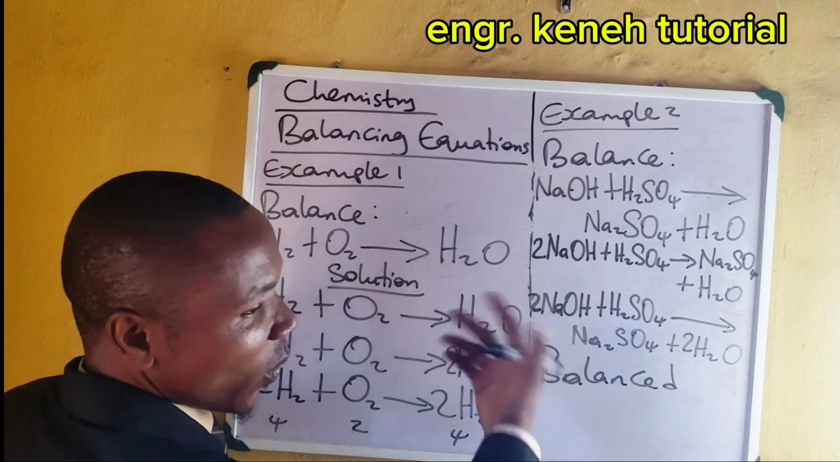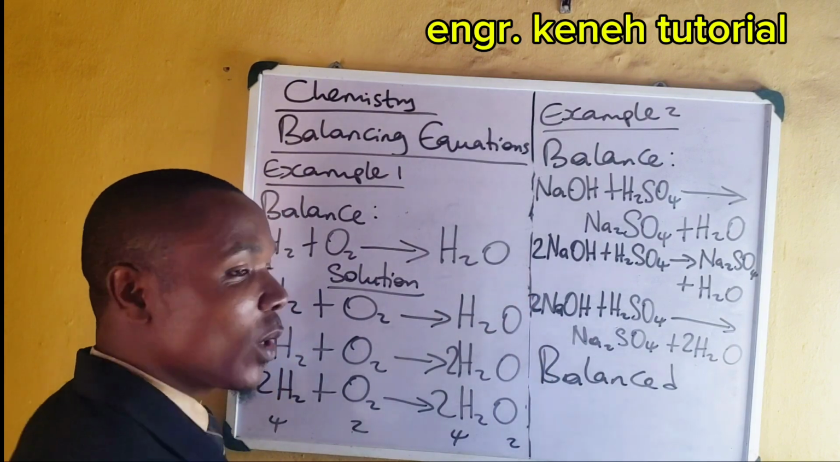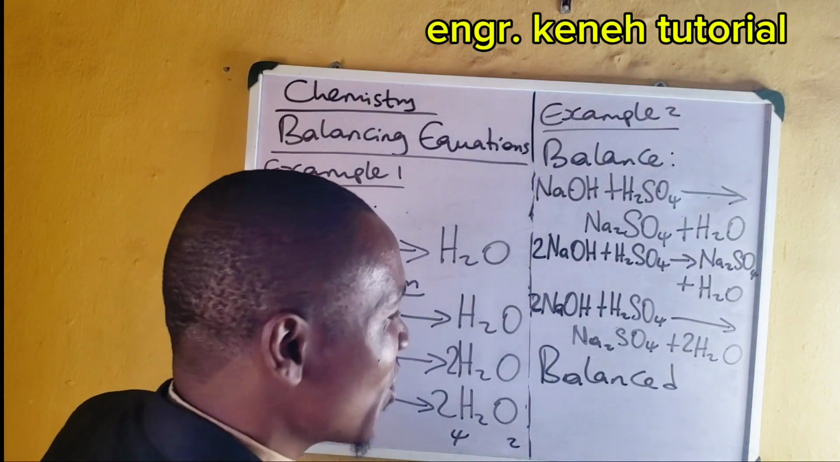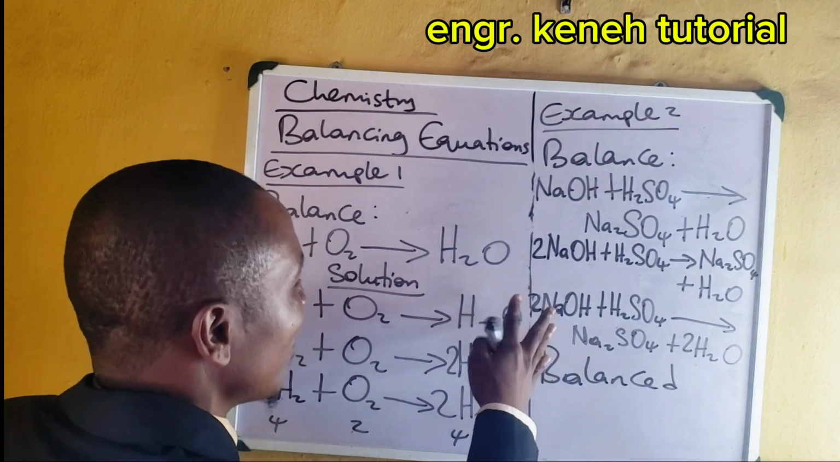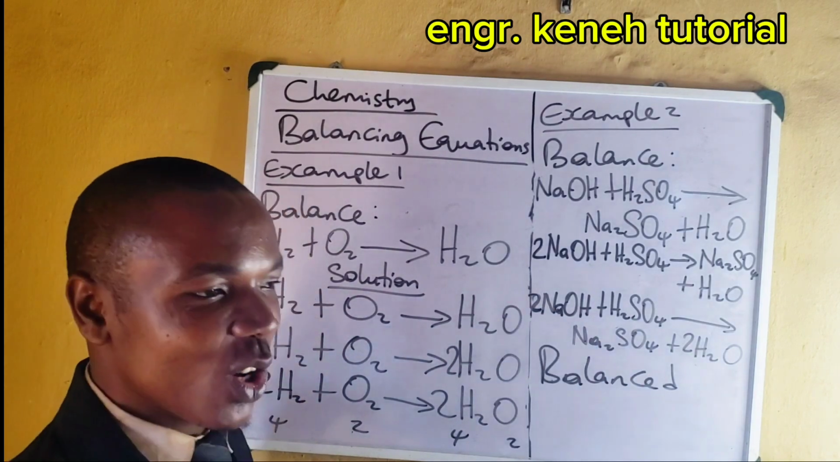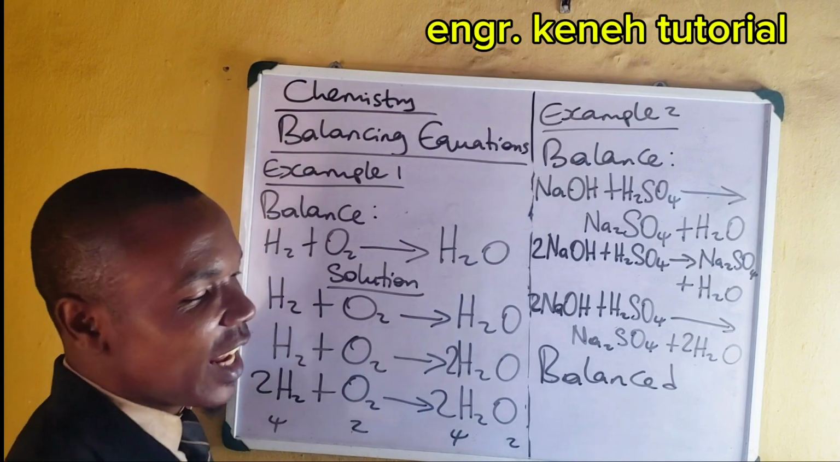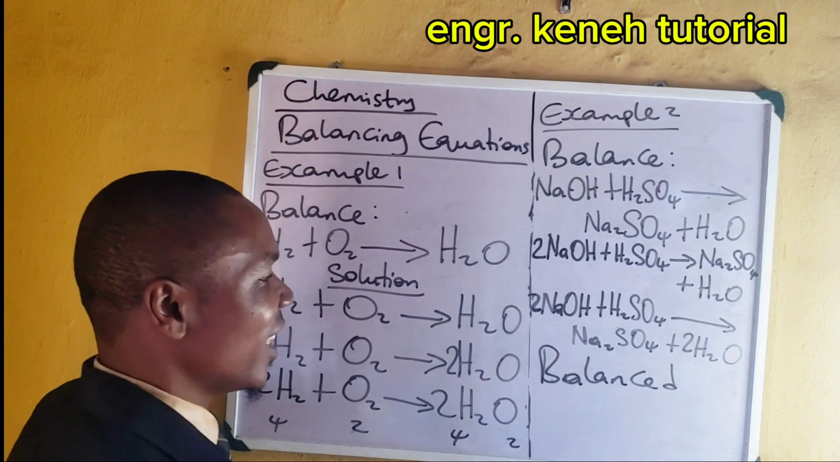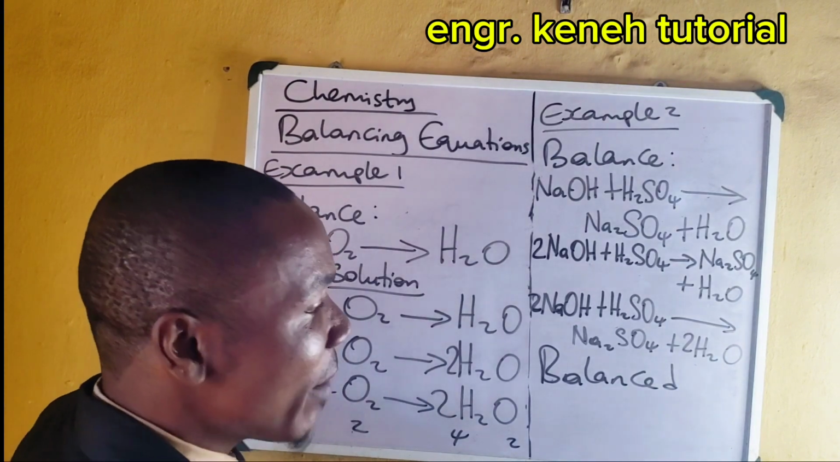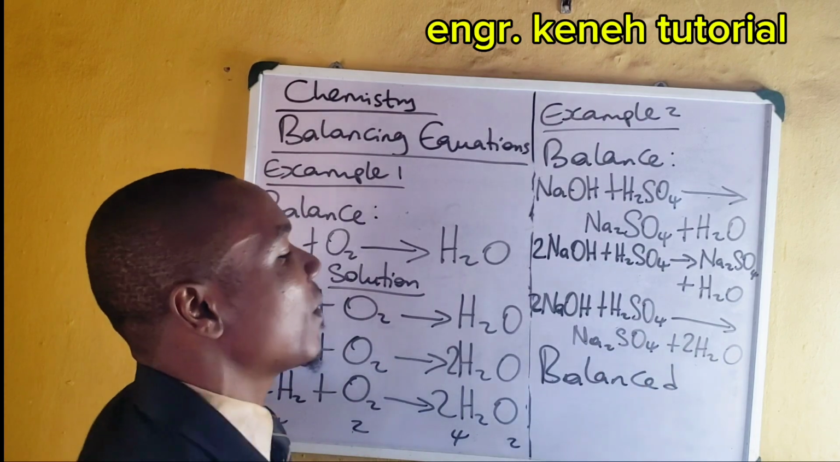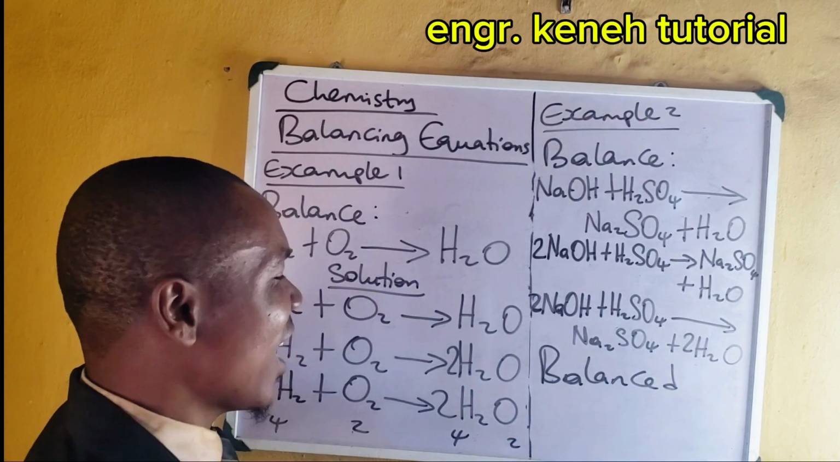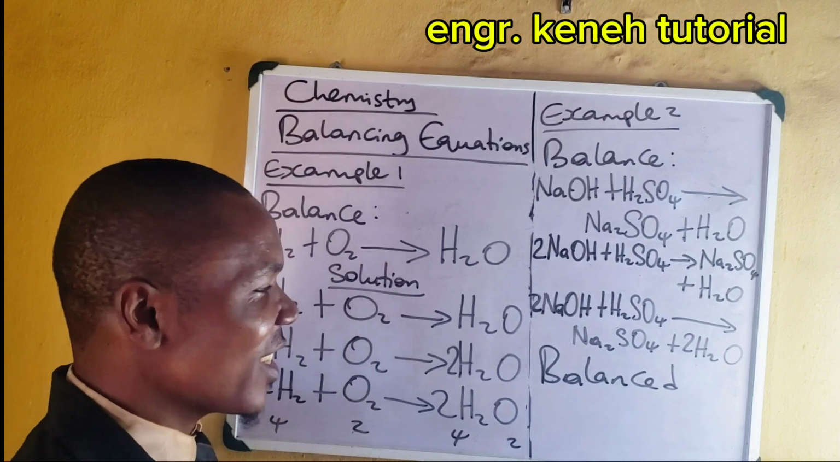So you see that you keep on manipulating the front of these substances. You may be putting like 2, 3, even 1 over 2, 2 over 3, and so on. It may be fraction, it may be whole number. What you keep on doing is keep on manipulating until all the atoms of elements you have on the reactant side will now become equal to the atoms you have on the product side. And when you get something like that, you say that you have balanced the equation.